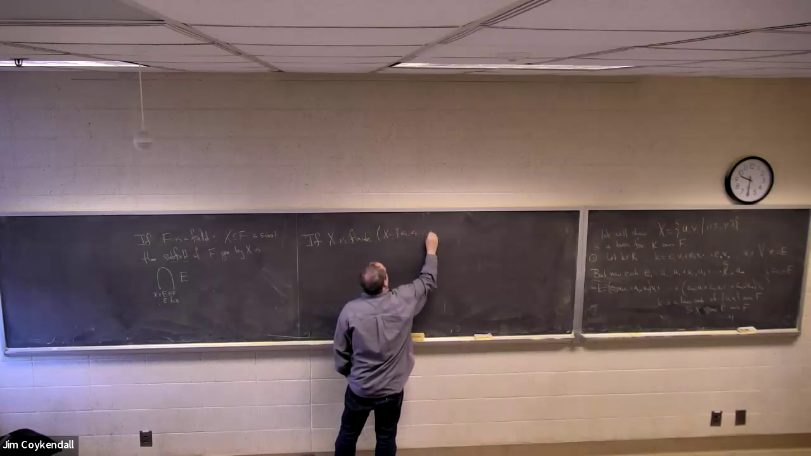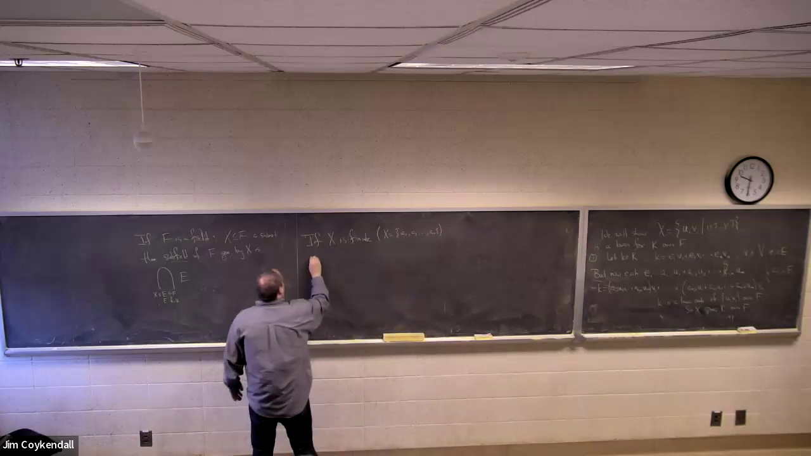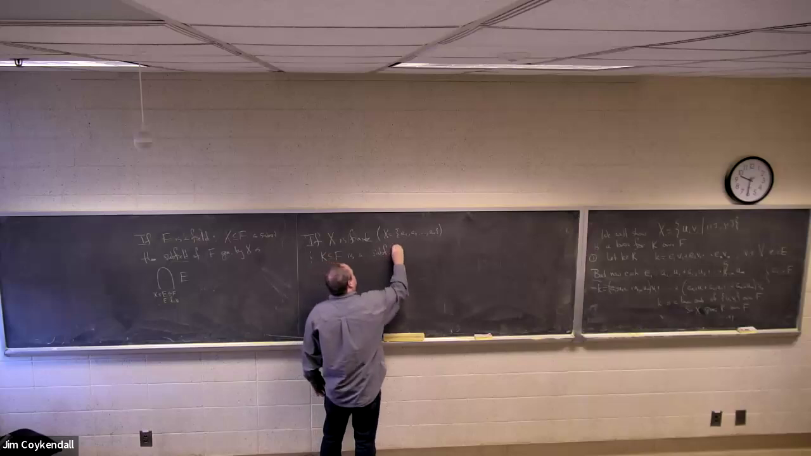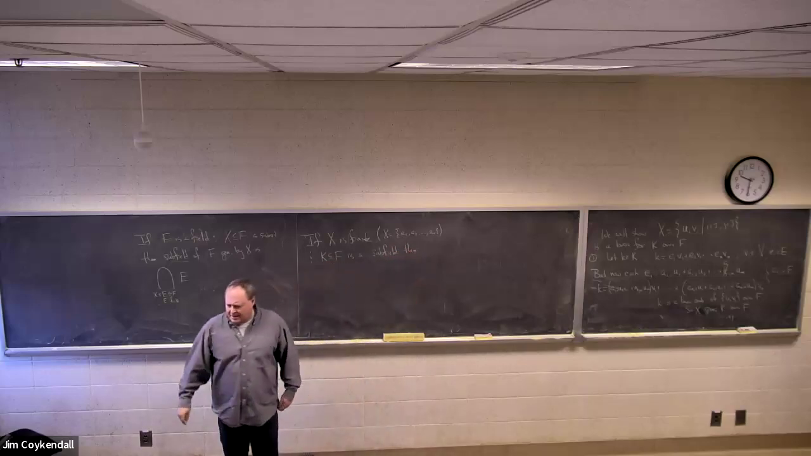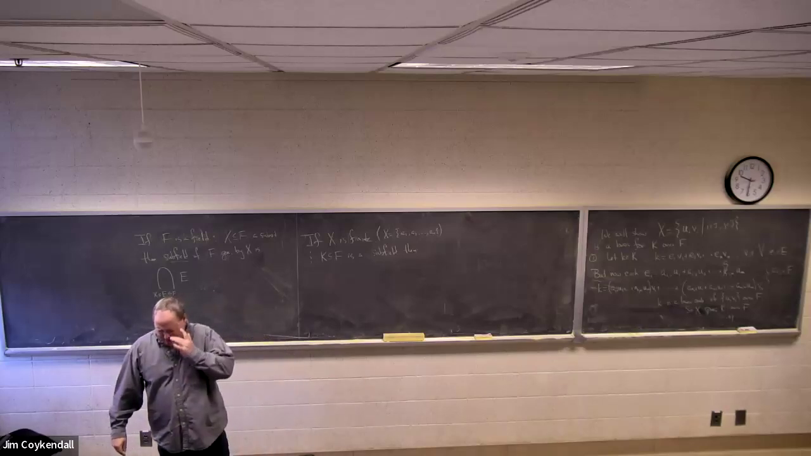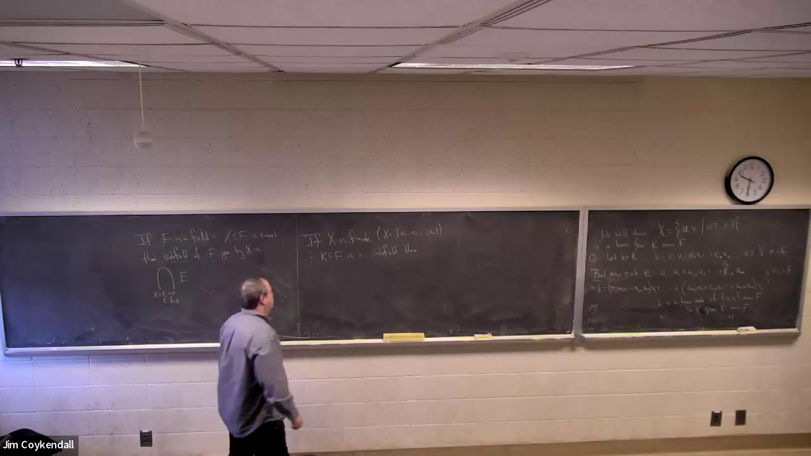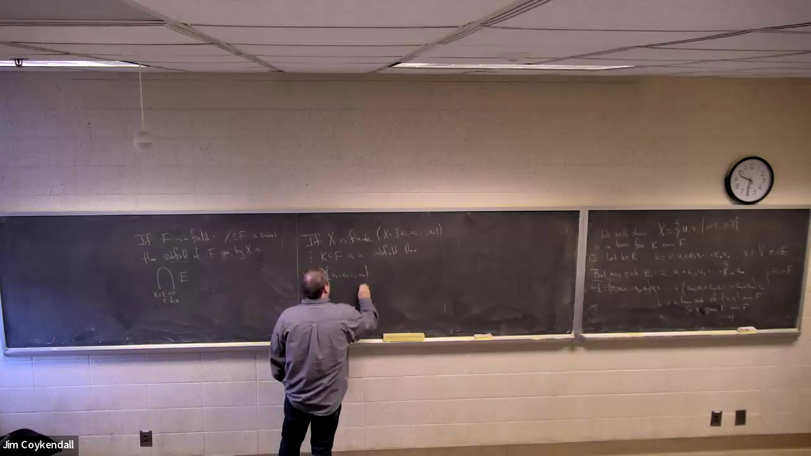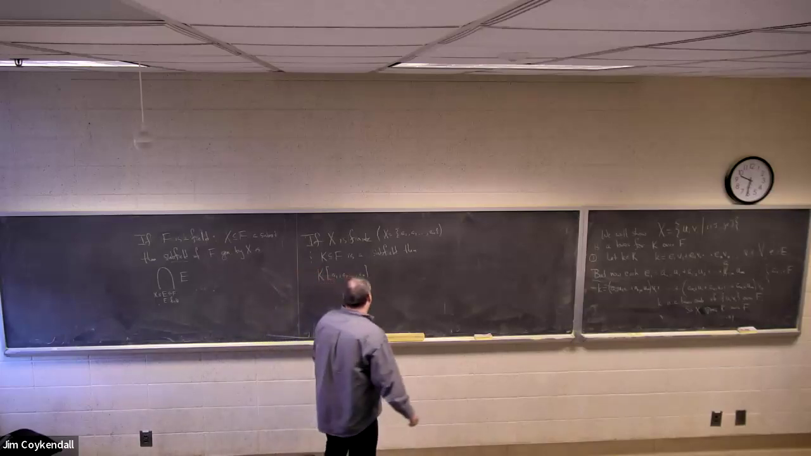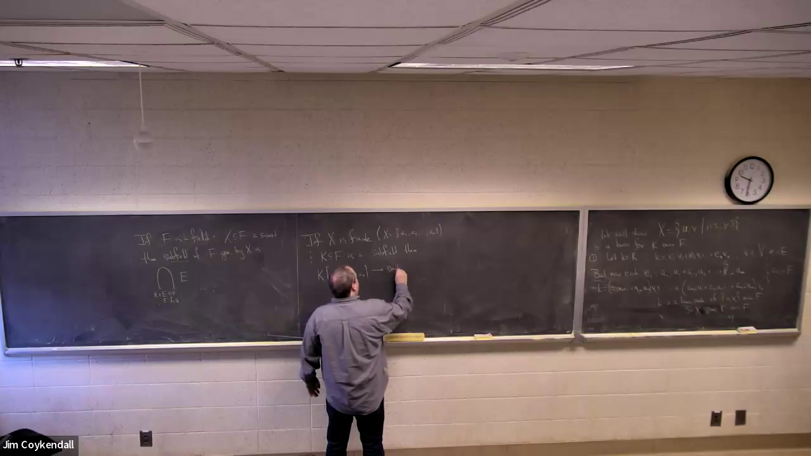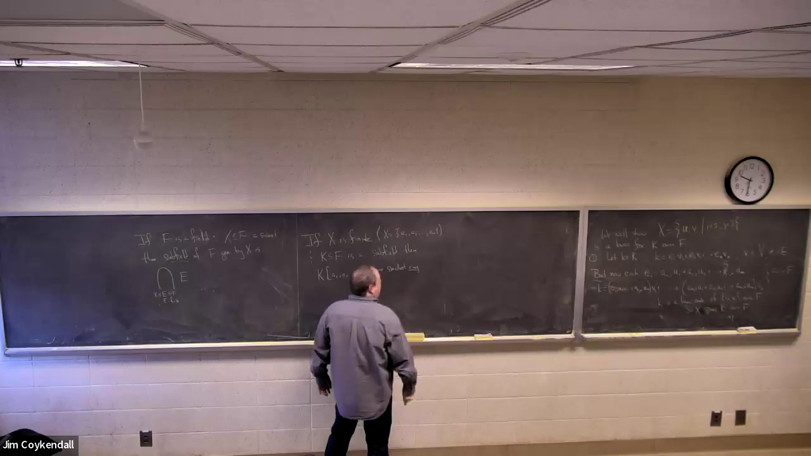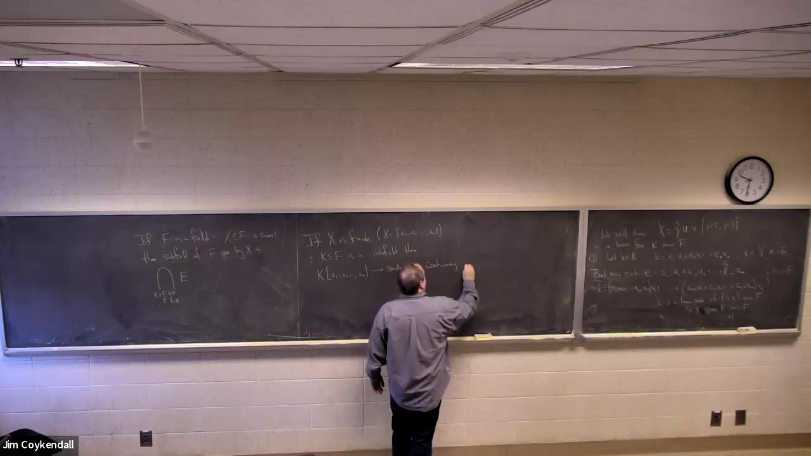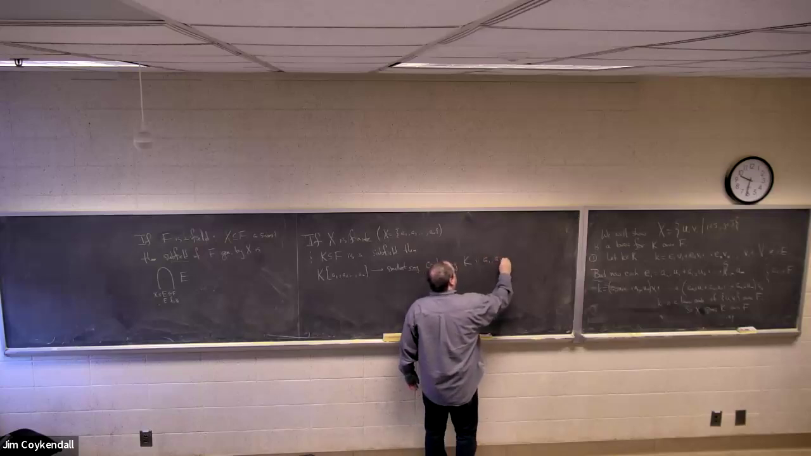A1, A2, ..., An, and K inside F is a subfield. Then this notation K(a1, a2, ..., an) is the smallest ring, actually, that's the ring containing K and known as a1, a2.